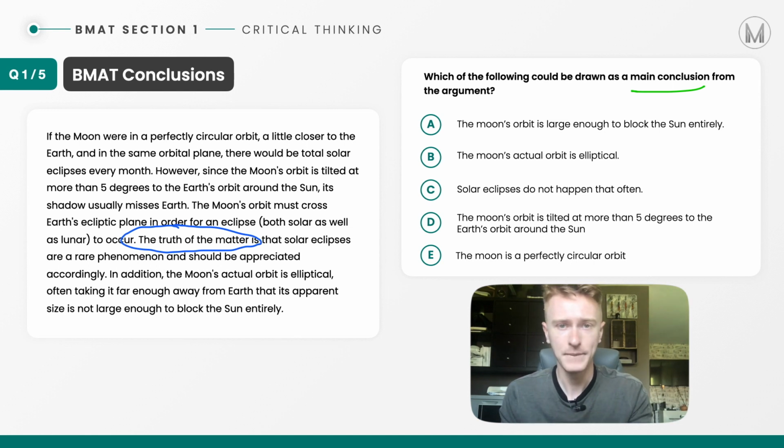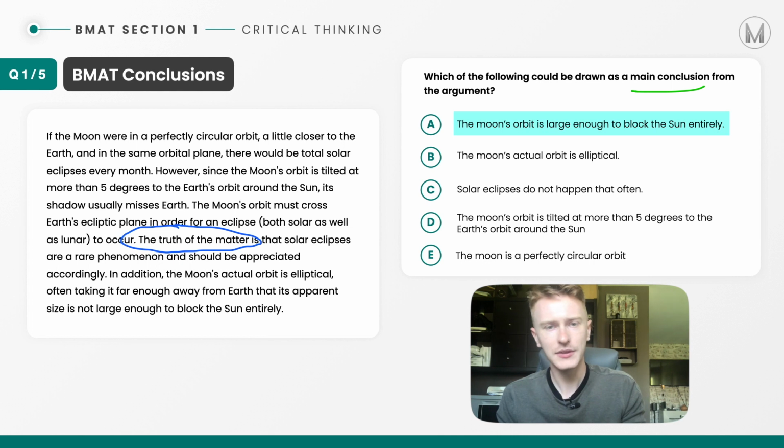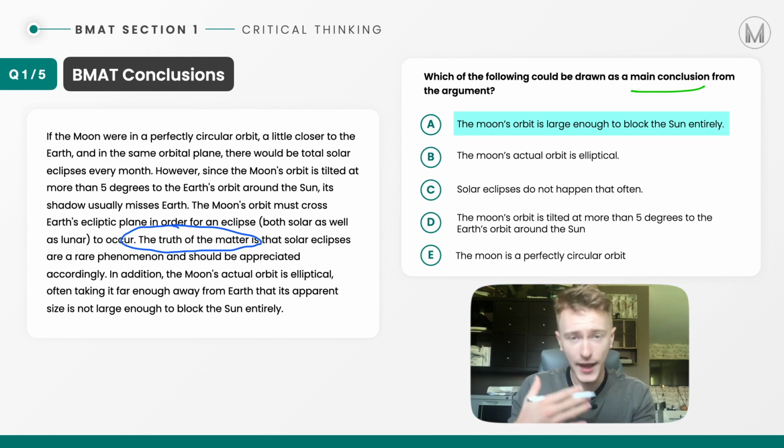Answer option A, the Moon's orbit is large enough to block the Sun entirely. Now this seems to be completely against what the passage is saying. The passage is saying that actually this is quite a rare event, and indeed sometimes it's not large enough to block the Sun entirely. And in that sense, this answer option A seems to be heading in the wrong direction. It seems to be on the wrong side of the argument.